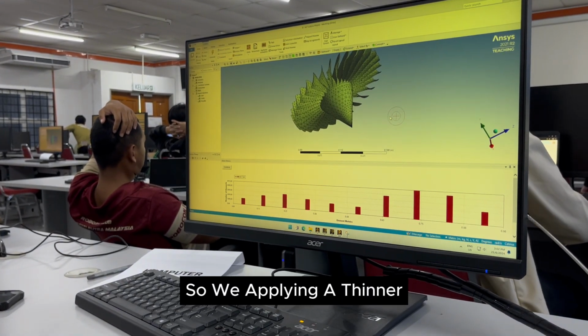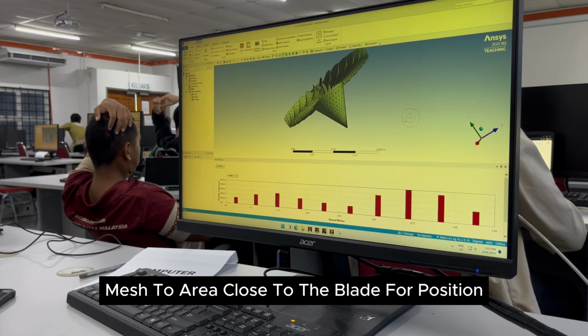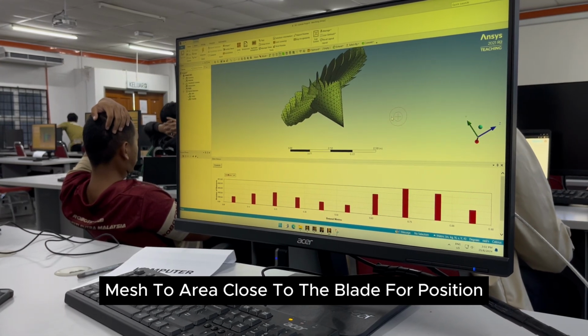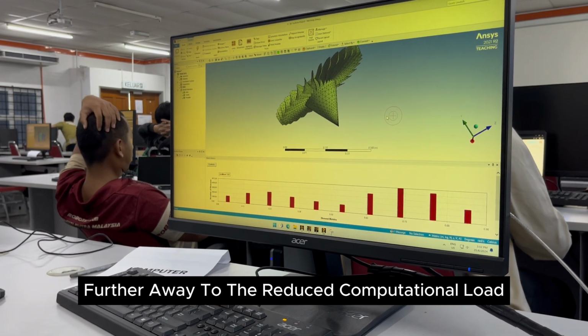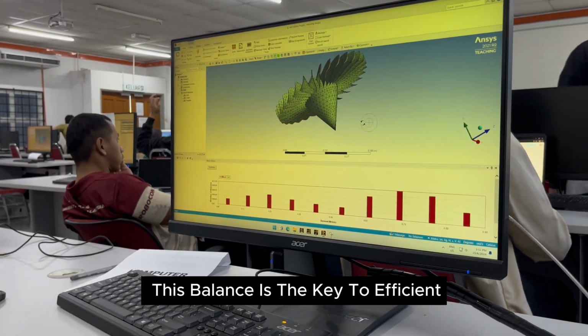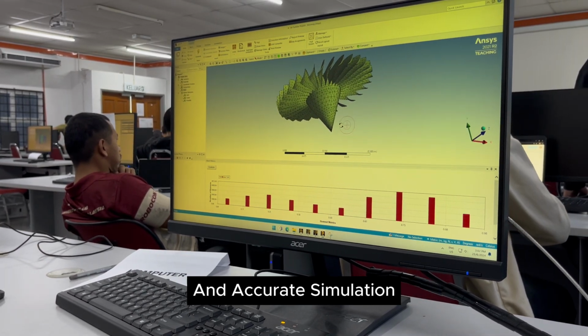So we're applying the finest mesh to the area close to the blade for precision and a coarser mesh further away to reduce the computational load. This balance is the key to efficient and accurate simulation.